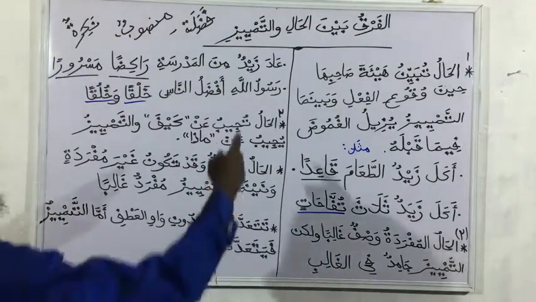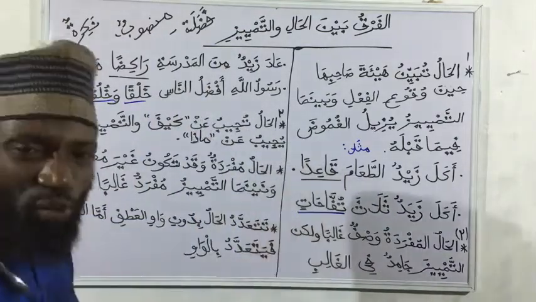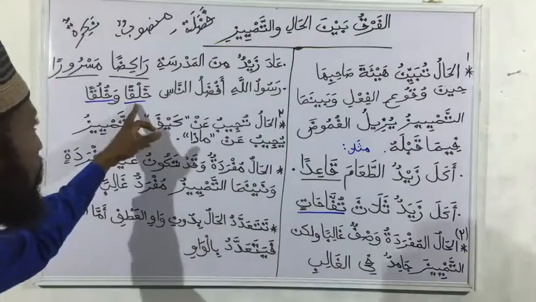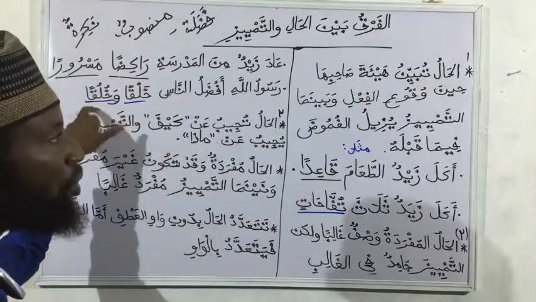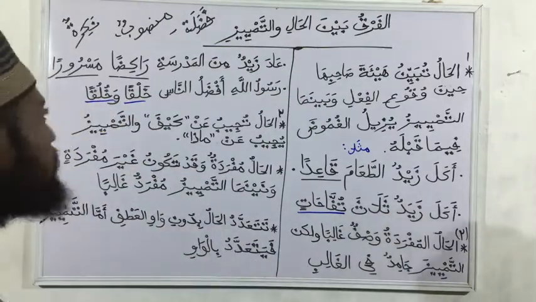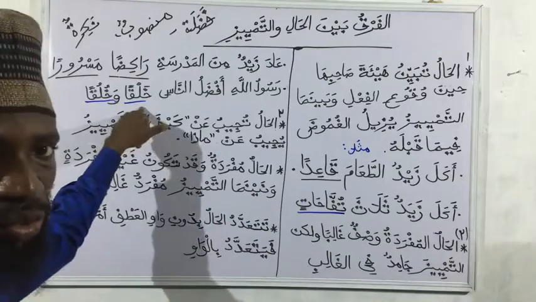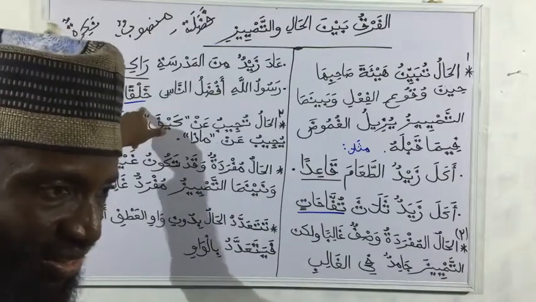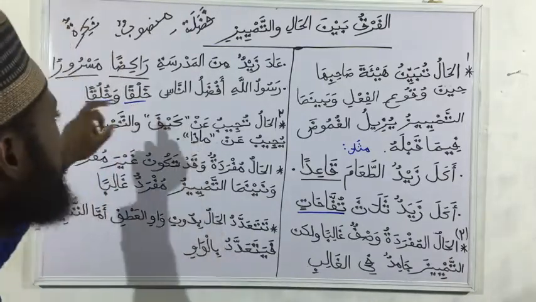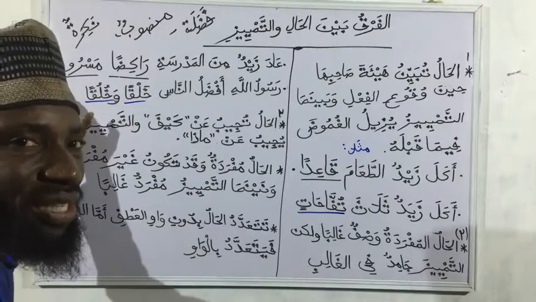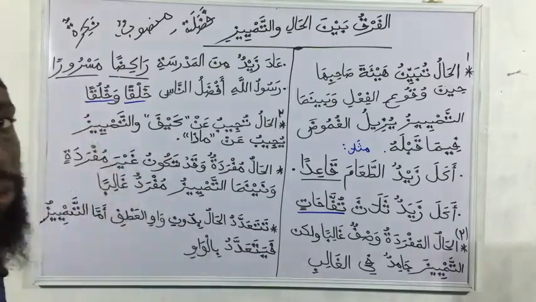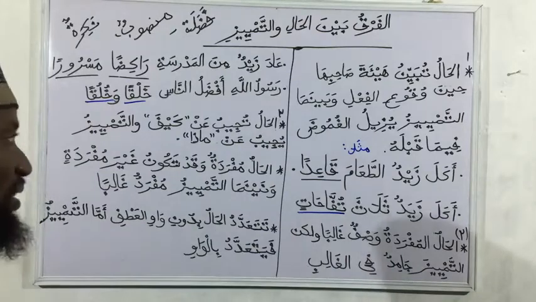في ماذا يكون رسول الله أفضل الناس؟ In what is the Prophet the best of people? In what? So it is what? خلقا و خلقا. In what? In khalqan, in being a creature, he is the best of them. Also in khulqan, also in character, in his behavior. So you can see. So that is that.